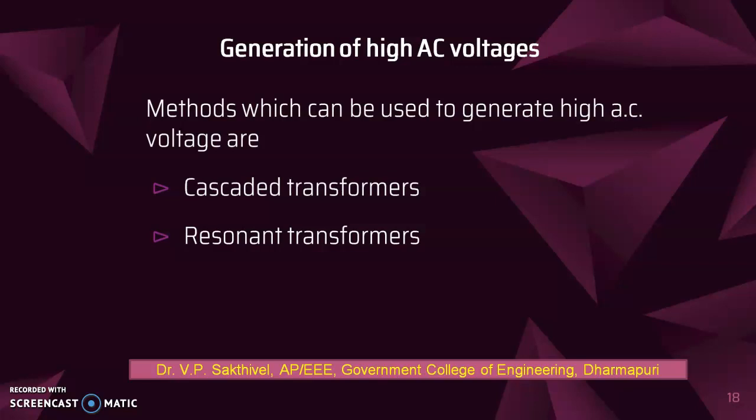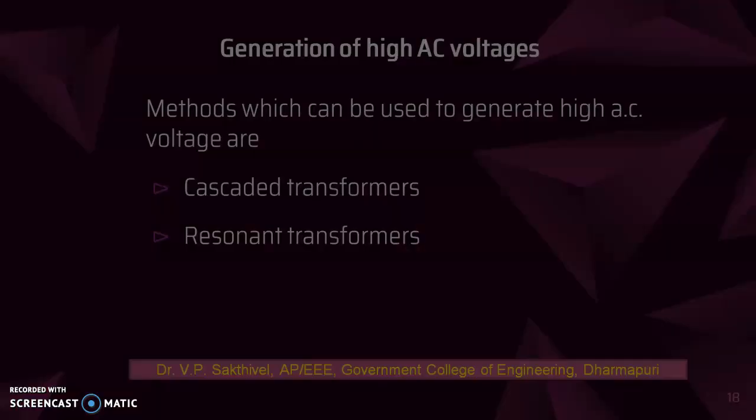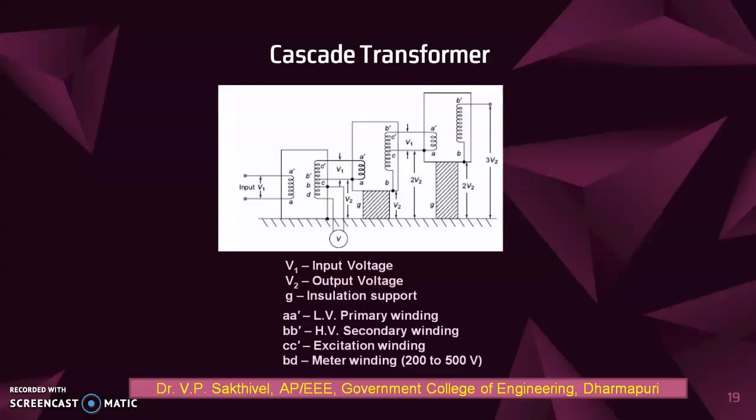High voltage generation with power frequency can be achieved by using a cascaded transformer arrangement as well as a resonant transformer arrangement. First one is the cascaded transformer arrangement. Here in this figure, a three-stage cascaded transformer arrangement is shown.